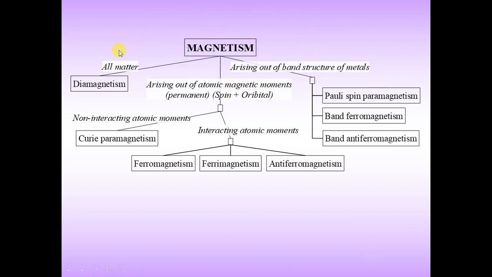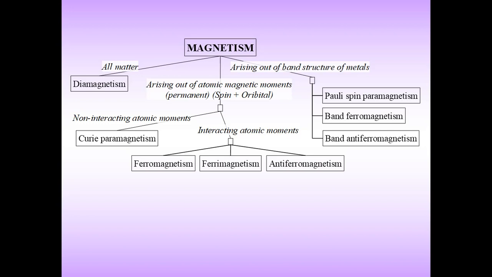Diamagnetism, paramagnetism, and ferromagnetism depend on the value of chi. What is chi? Chi is the susceptibility. We already discussed this in the previous lectures. Chi is known as the magnetic susceptibility.